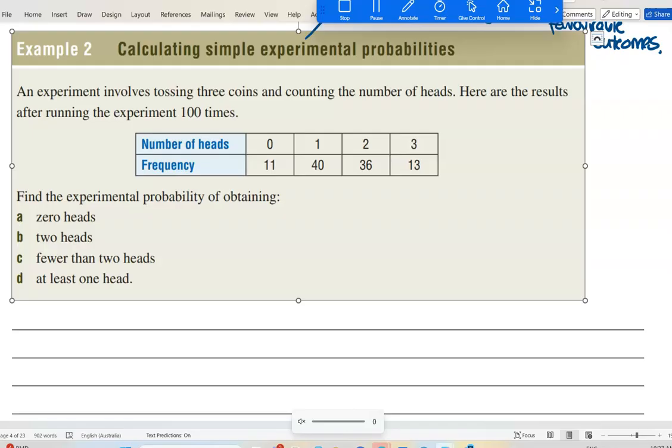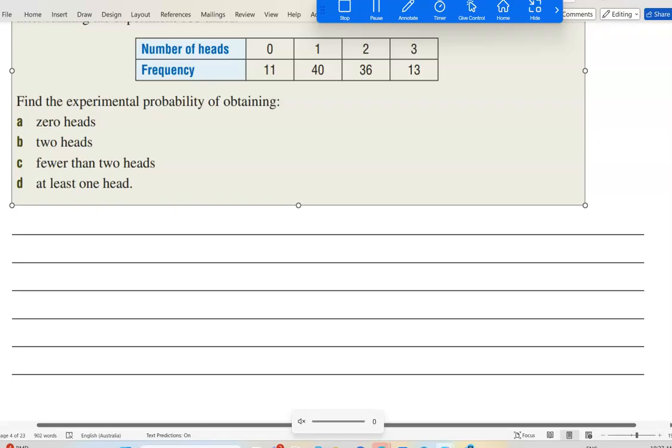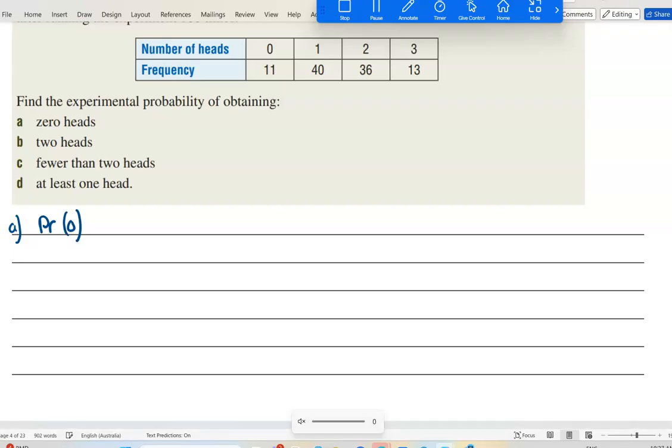So, there are the results. When it says down, we're going to do the probability. If we look at A, the probability of obtaining 0 of those 3 coins showing a head, we can see here there's the outcome. We've got 11, and there's 100 times they did it. If you add these numbers up, they equal 100. So there's the 100 outcomes. The probability would be 11 over 100, or we could say 0.11 as a decimal.